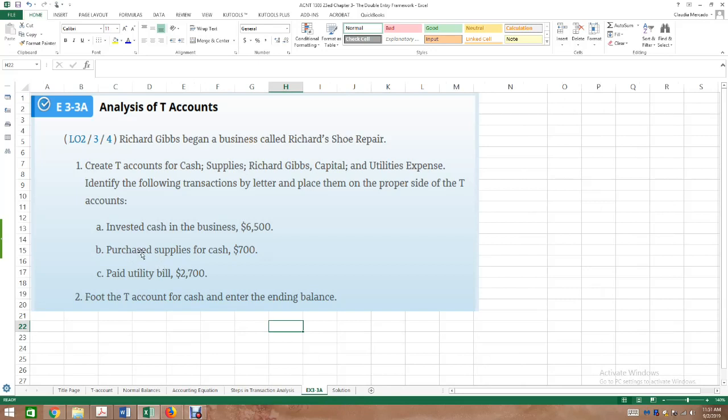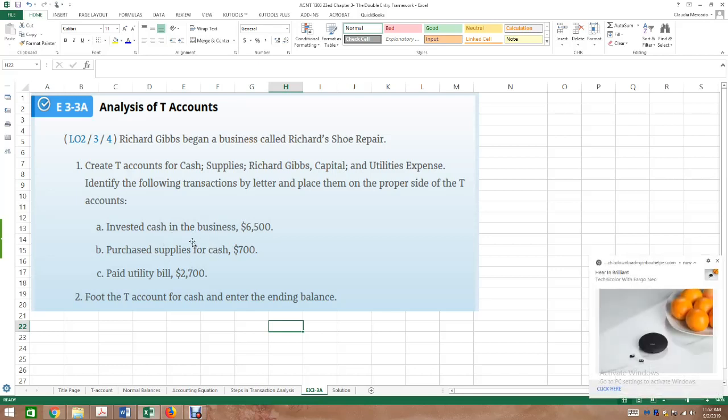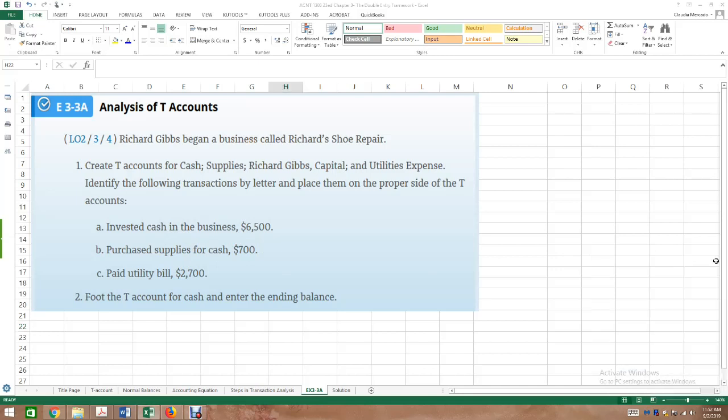You purchased supplies for cash, $700. So you need to identify the accounts that are being affected. Well, I bought supplies, so supplies is one of the accounts, and I paid for my supplies with cash. So cash is being affected. Now you need to identify what kind of account supplies is. Supplies is an asset, cash is an asset. So both of these are asset accounts.